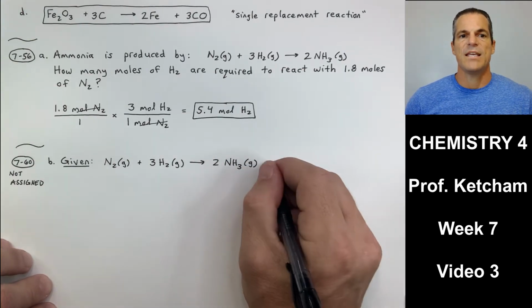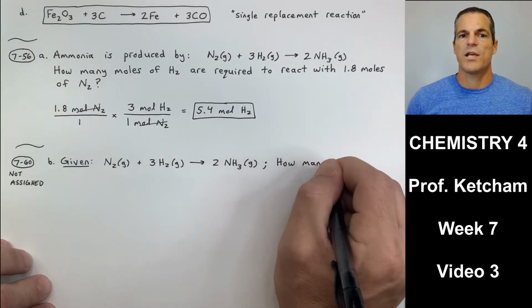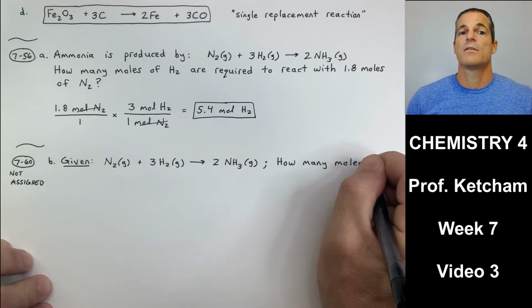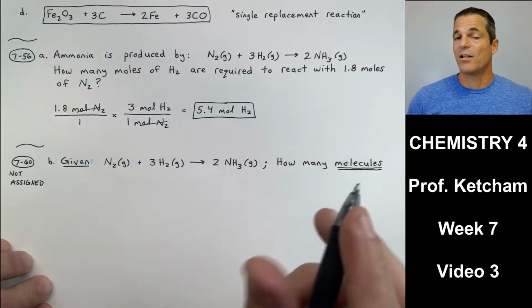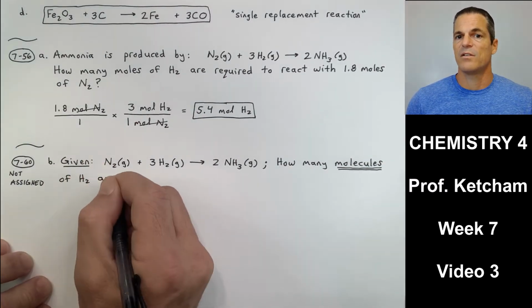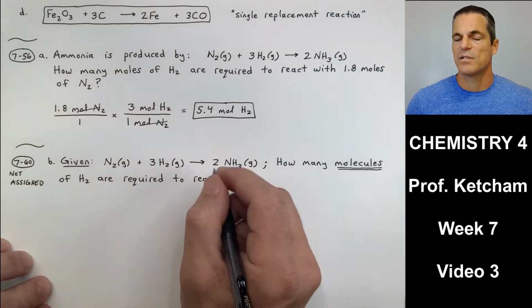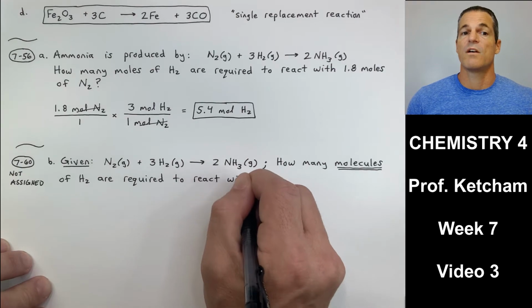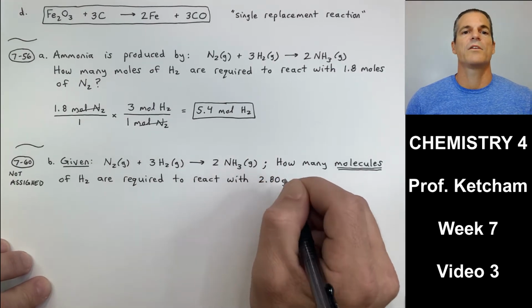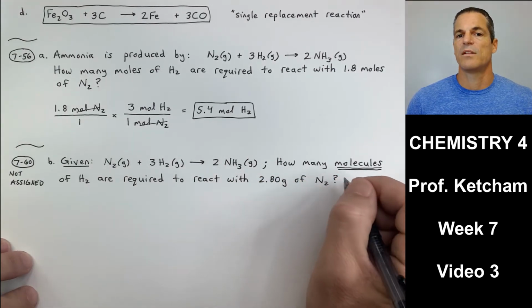60, B, given N2 plus 3H2 yields 2NH3. The question is, how many molecules? Okay, this is a little different. This isn't moles, it's molecules. Molecules usually means I need Avogadro's number. How many molecules of H2 are required to react with 2.80 grams of N2?